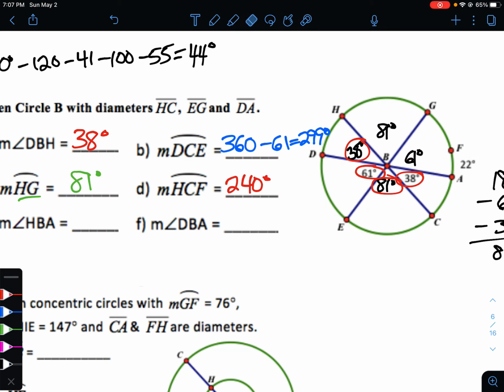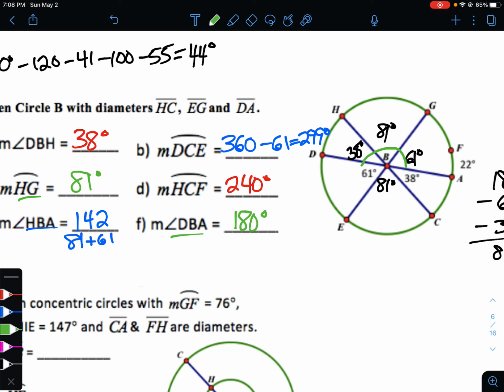All right. And then for our last one here, we're asked to find the measure for angle DBA. So DBA would be this right here, which, while you can add up those three numbers together, that's also a diameter. That means that it's a semicircle. So right away, we can know that that angle is 180 degrees.